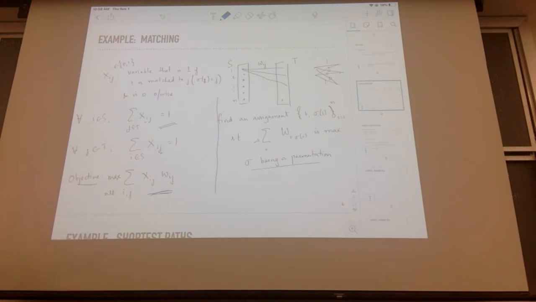Alright, so this is matching. Okay, we will come back to this formulation either late this class or early next class. So that's why I just put this up.